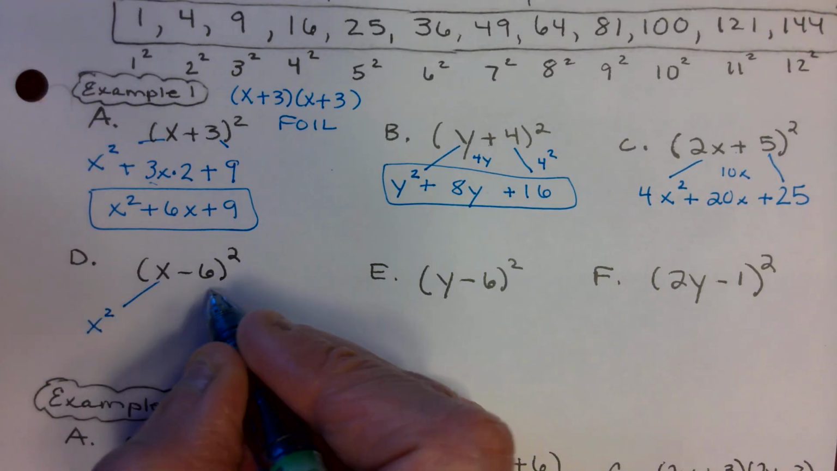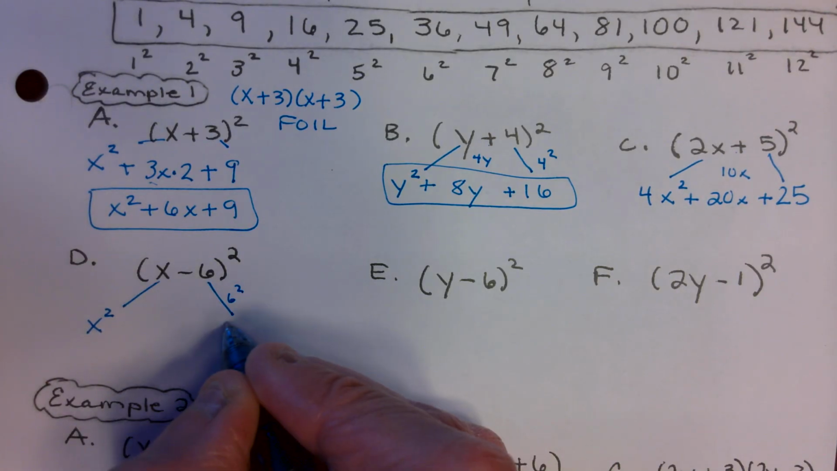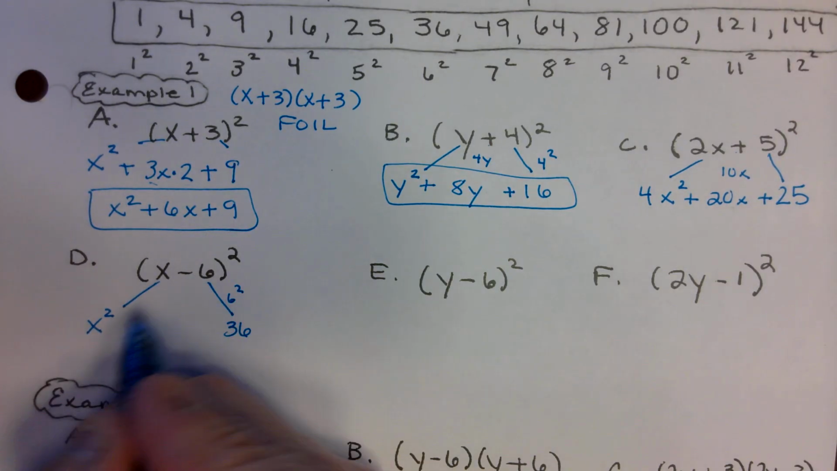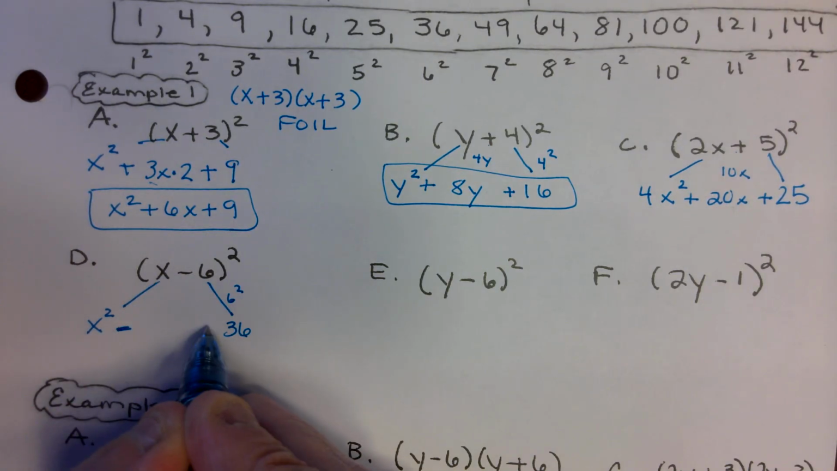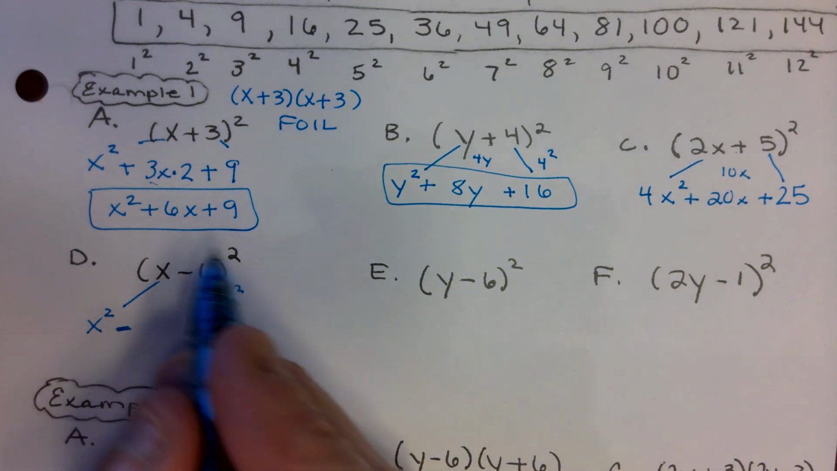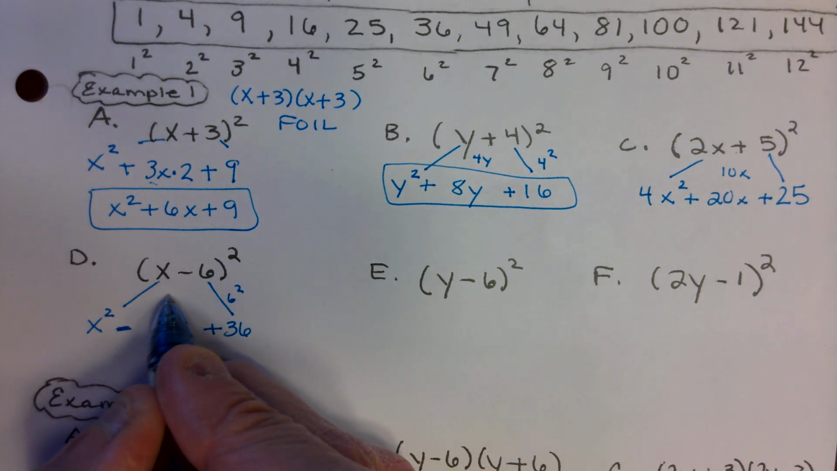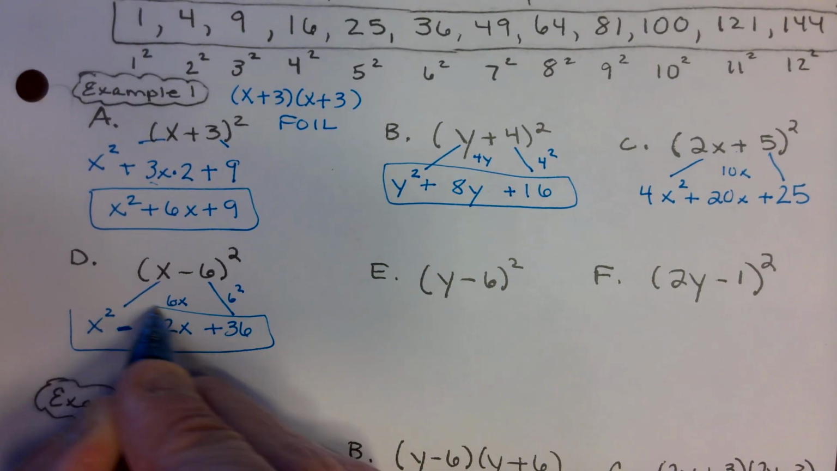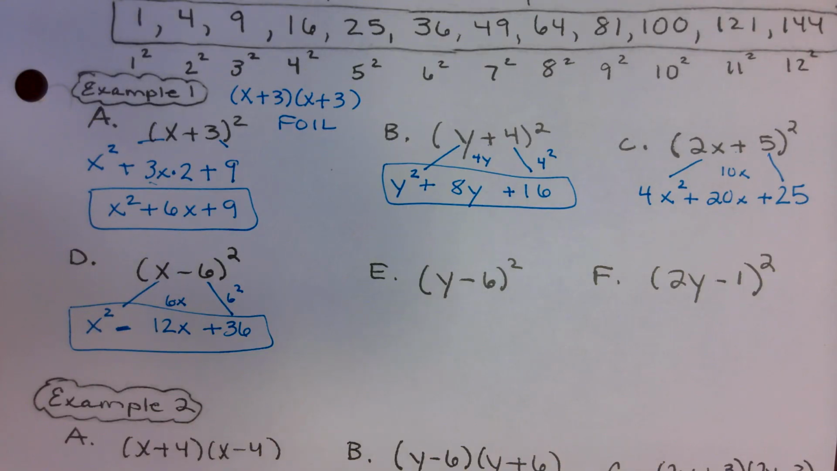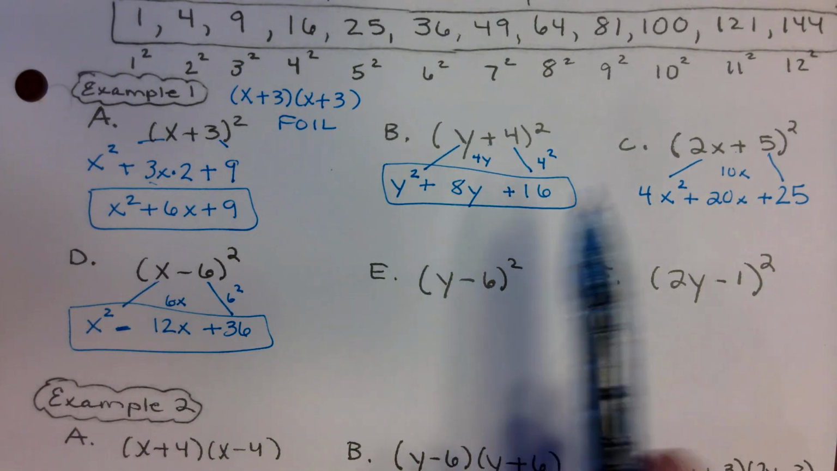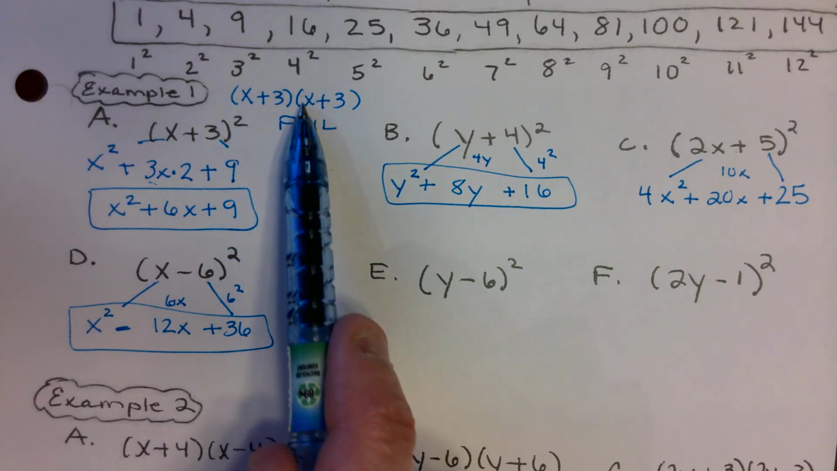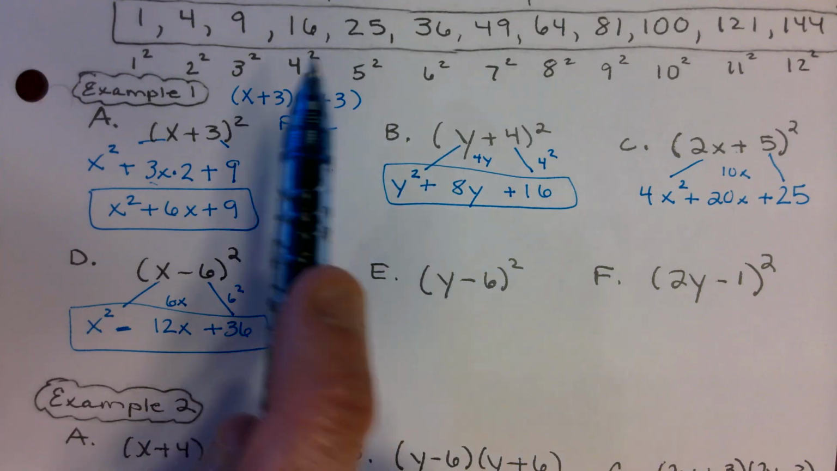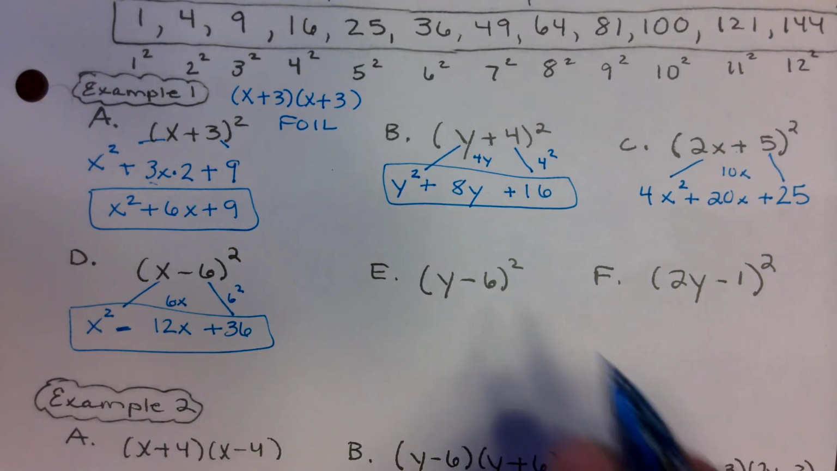X to the second, 6 to the second. Now, instead of plus plus, we have minus plus. 6 times x is 6x, double it, 12x, done. So if you see this pattern, it's a little shorter than doing the whole FOIL thing, where you're doing spider legs, combining like terms. But that does work.